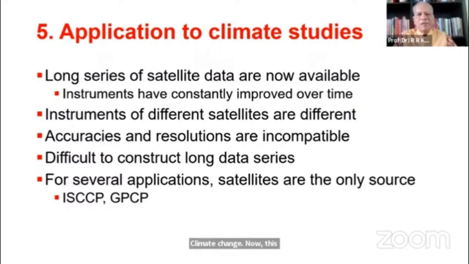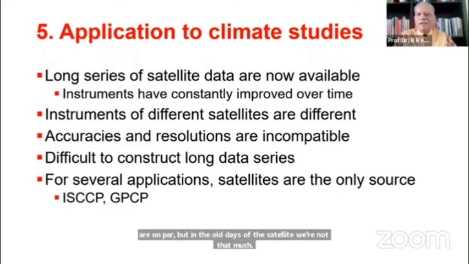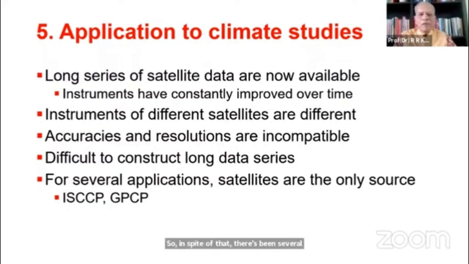The problem is this, that with every new satellite, the instruments have become better. The data is more accurate than before. It is covering regions which were not previously seen by certain satellites. So there are internal incompatibilities in a long series of satellite data, and you have to make adjustments to the accuracies and the resolution. It's not easy. In recent years, of course, many satellites are on par, but in the olden days the satellites were not that much on par. So in spite of that, there have been several applications where satellites have been used, because again, everywhere satellites are the only source of information.